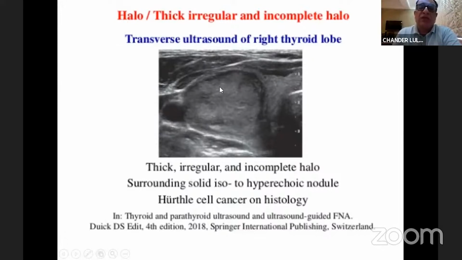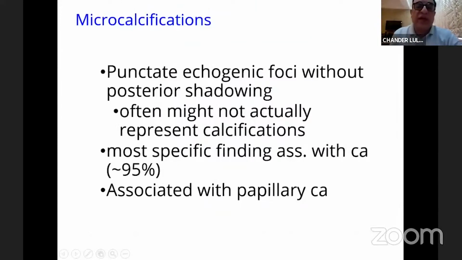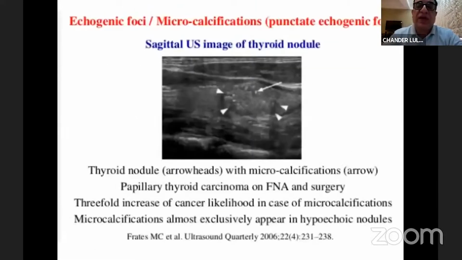And otherwise, if you see, it is yet an isoechoic nodule. Moving on to the next very important feature is calcification or punctate echogenicity, the psammoma bodies, or what we call microcalcification. They essentially don't shadow. They are less than about 1 millimeter in size, and they increase the likelihood of cancer threefold.